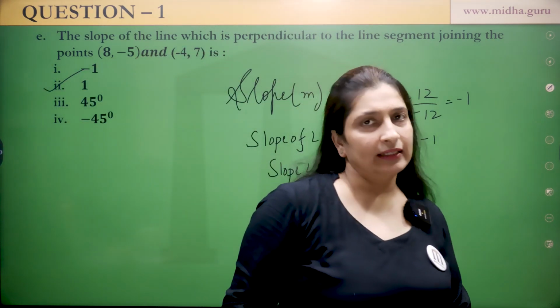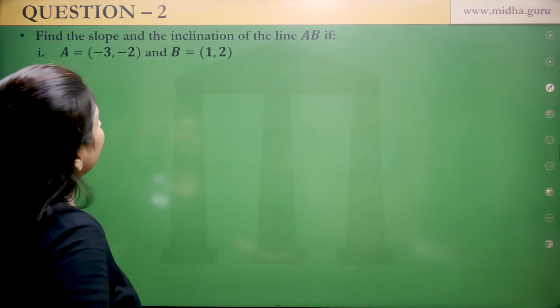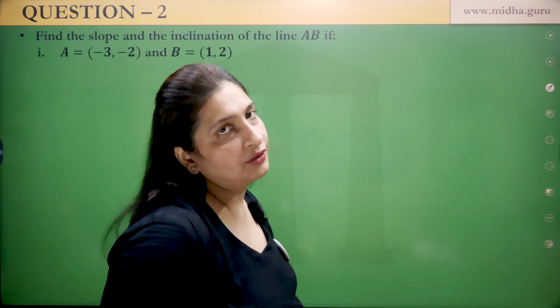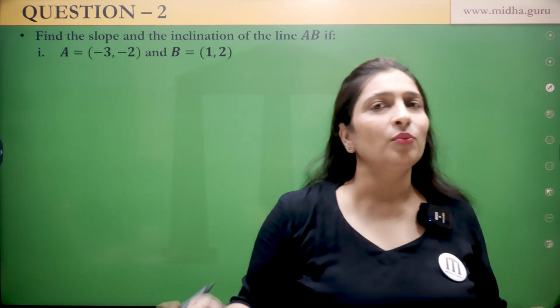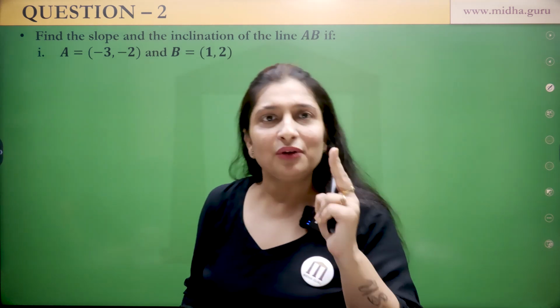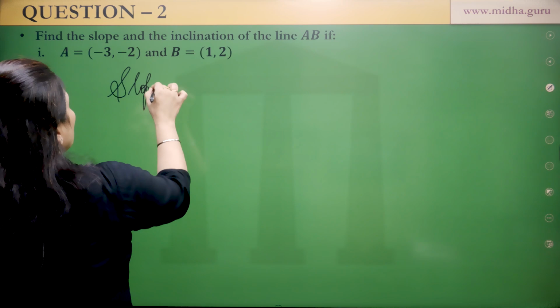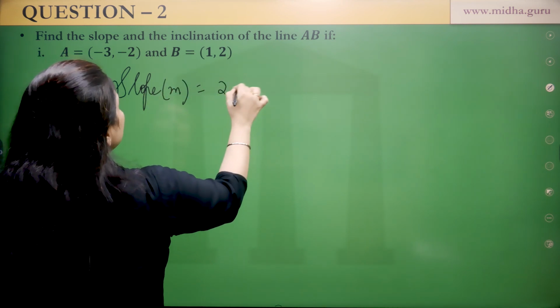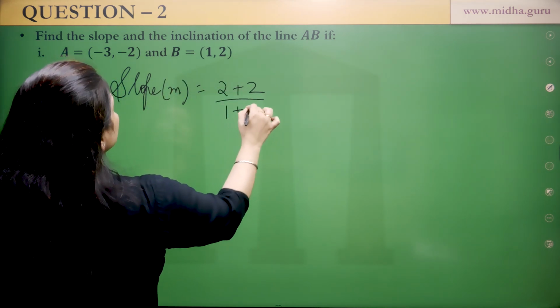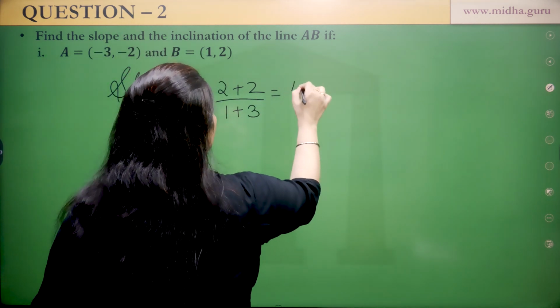Are the questions clear? We'll go on to the next question, which is question 2. We have to find the slope and the inclination. So find out the slope using the formula y2 minus y1 by x2 minus x1, when 2 coordinates are given. So the slope m will be equal to y2 minus y1 by x2 minus x1. 2 minus of minus 2 is plus 2. 1 minus of minus 3 is plus 3, which is 4 by 4.